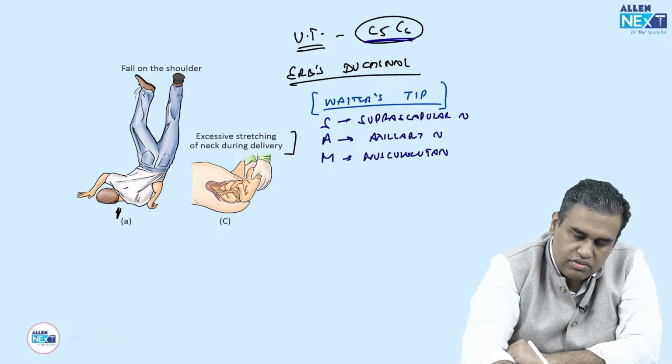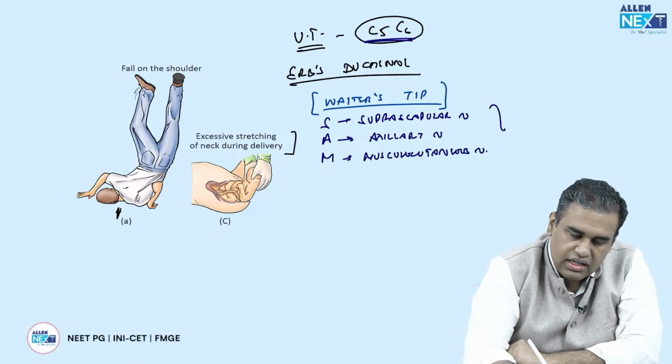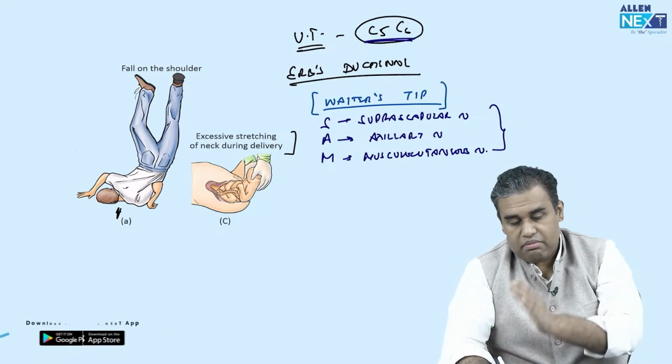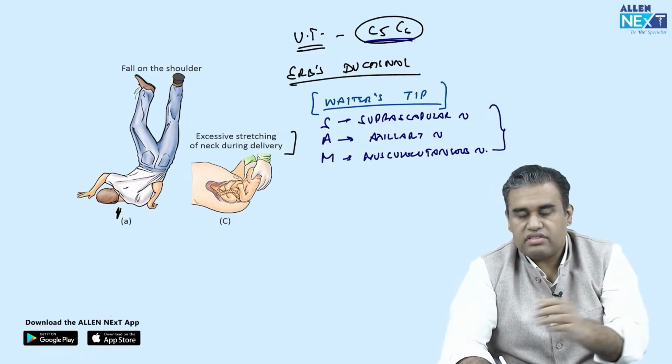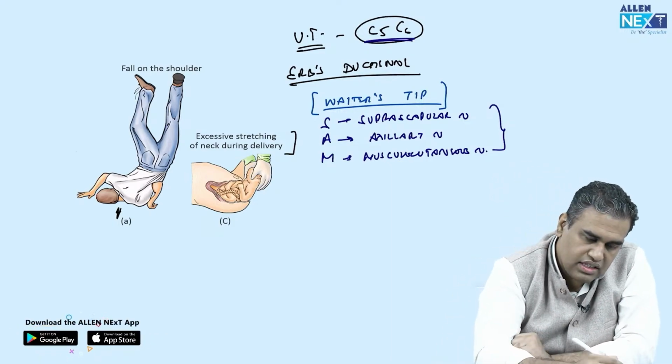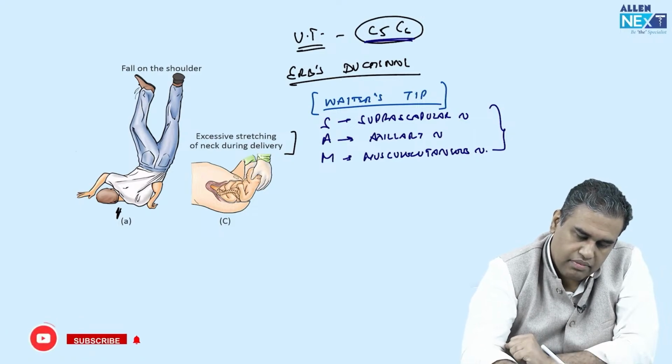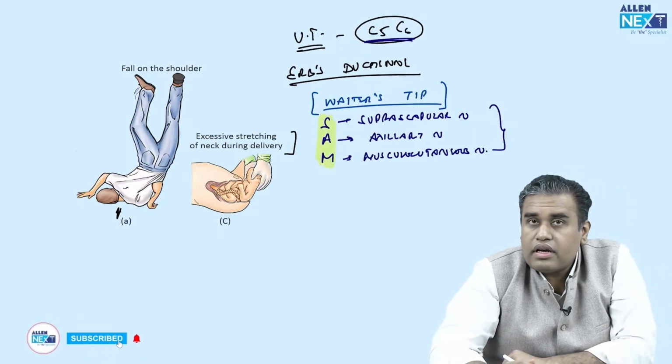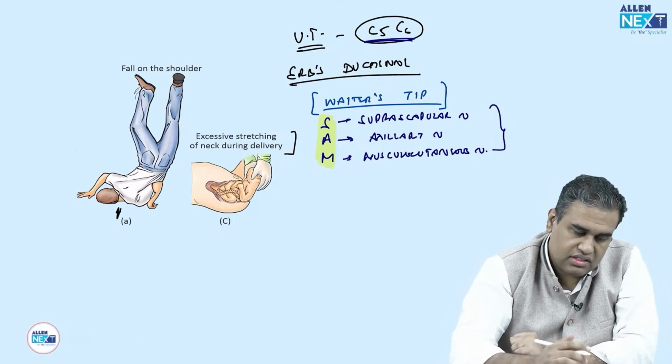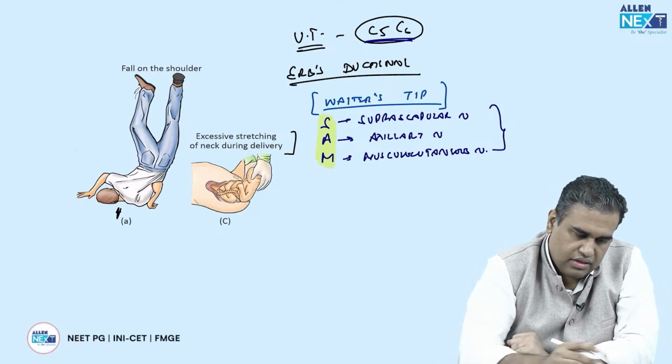Remember these 3 nerves over here; you can test them, and their major component is C5, C6. Therefore, involvement of these 3 nerves, SAM, SAM, will lead to this Waiter's tip deformity. Okay, so remember this point. And as we can look at the next image, this excessive stretching, or there could be this breech delivery.